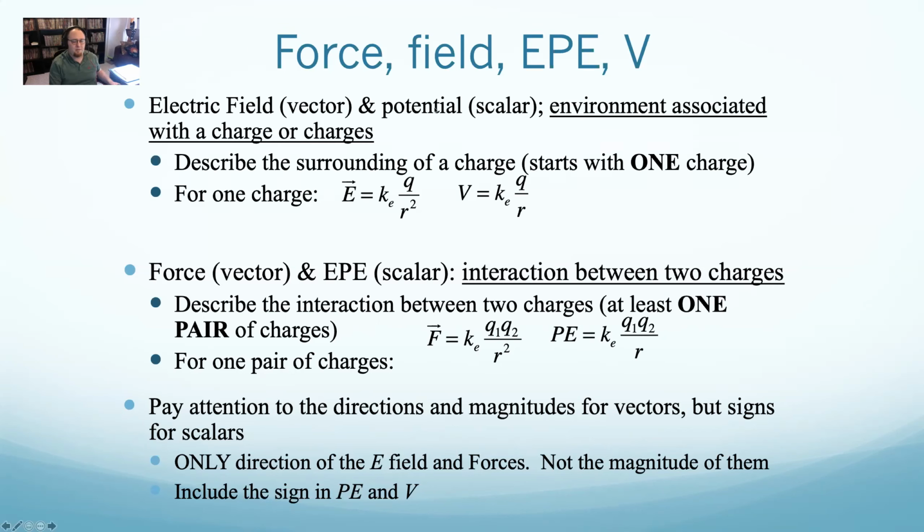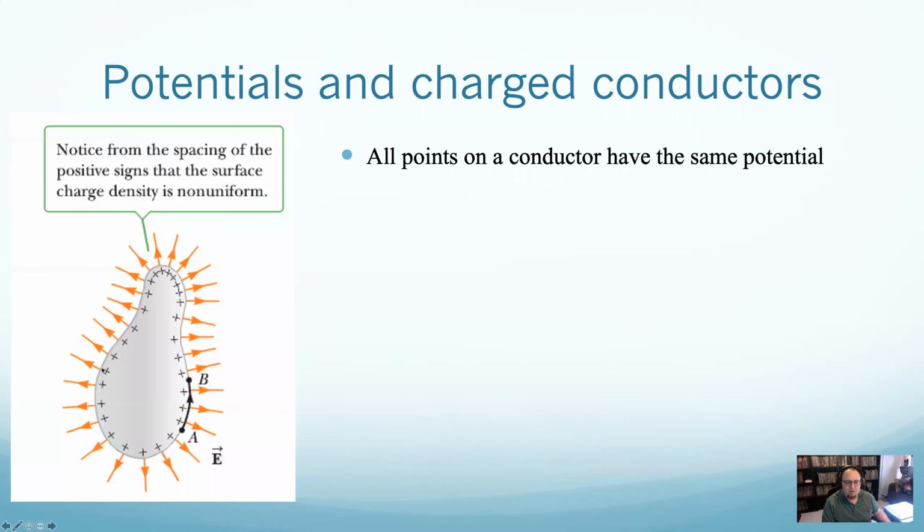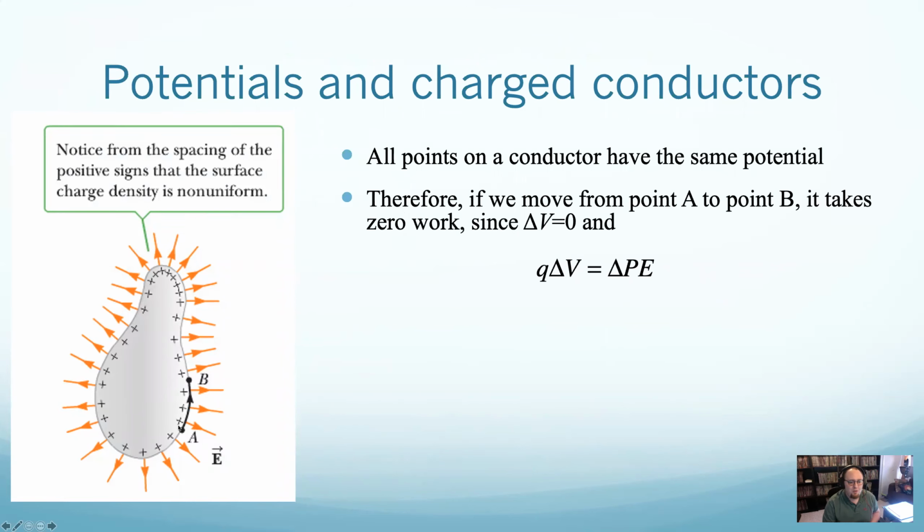All right, let's go back to something we had talked about last class. Last class, I said that on a conductor there's no electric field inside of it. The reason that there's no electric field inside a conductor is all points on a conductor will always have the same potential, or electric potential. The reason for that is the charges moving out. If you move from point A to B on the surface of a conductor, it will always take zero work, since your delta V is 0.